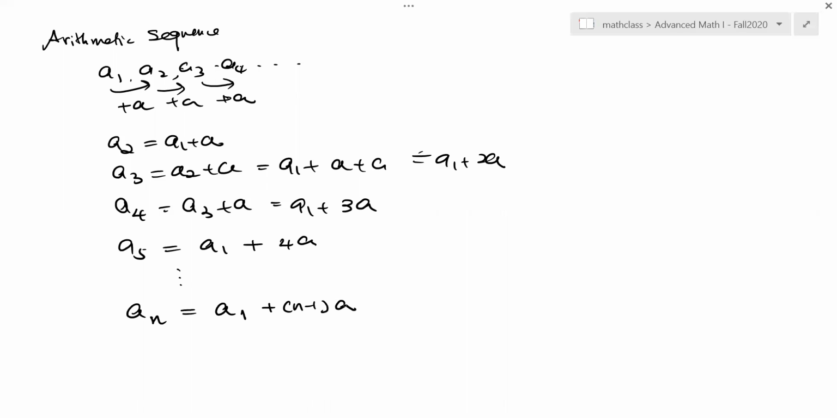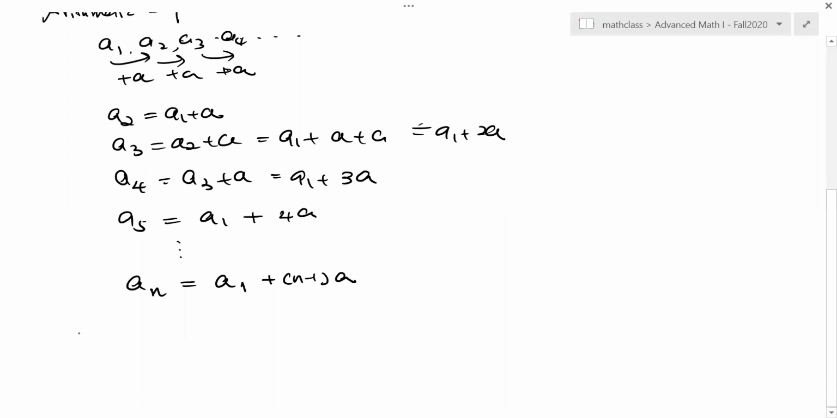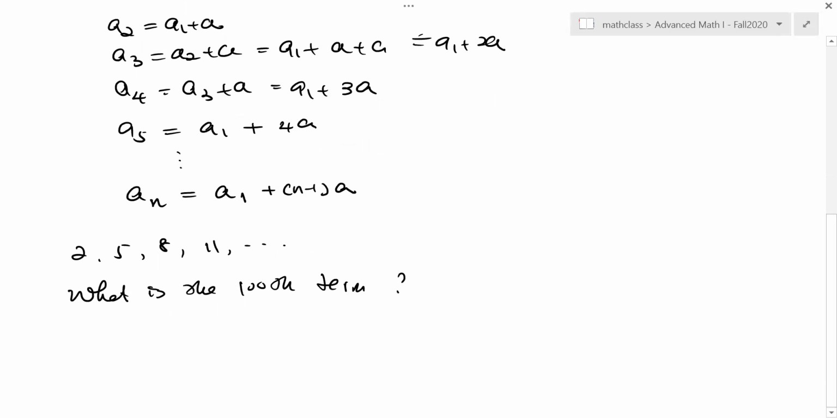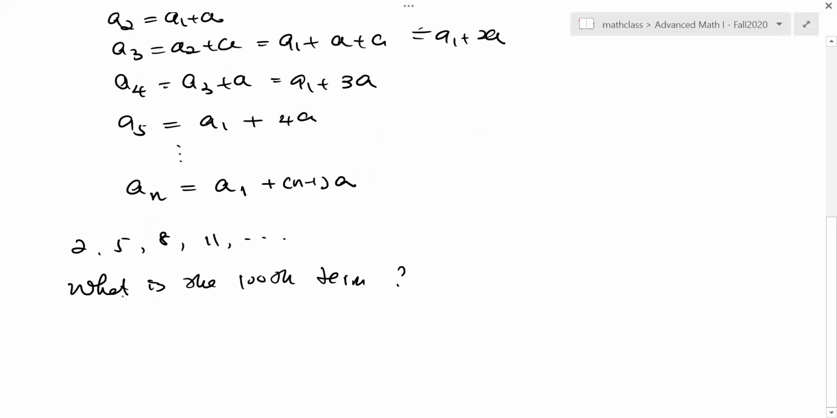Okay, so we go back to the problem: 2, 5, 8, 11. My question is, what is the 100th term? If we can find the general formula, then it's easy to figure out. First of all, each time you add 3. So the general form will be the first term plus n minus 1 times 3, where 3 is the increment, each time you add 3 to the previous term. So we already have a general formula. The first term is 2.